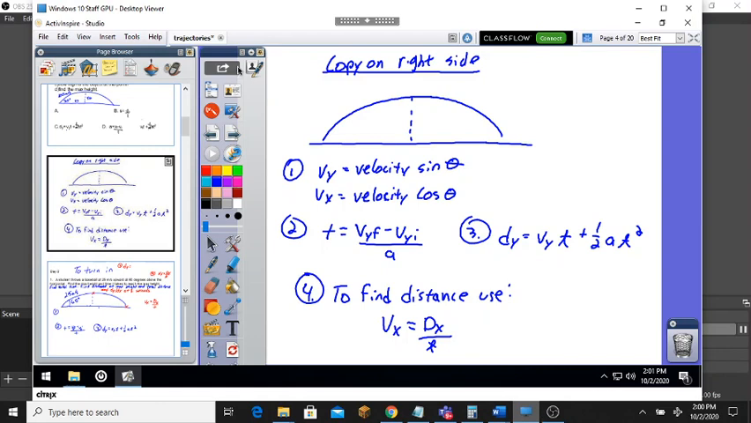So we're going to go over how to calculate objects that are being thrown. This is very similar to the last assignment that we did, but if you can see here, this is going to go on the right side of your notes, okay? Now, as you can see, there are actually 4 different formulas. It's nothing you can't do, okay?